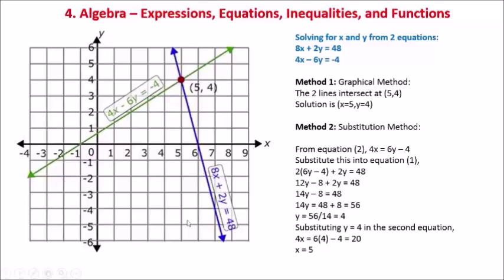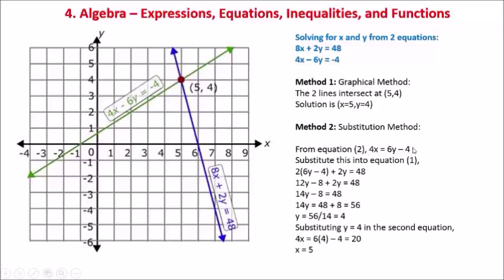Okay, how do I do that? So for example, the second equation here, 4x minus 6y is minus 4. So that means that 4x equals 6y minus 4. I'm taking the 6y to the other side.